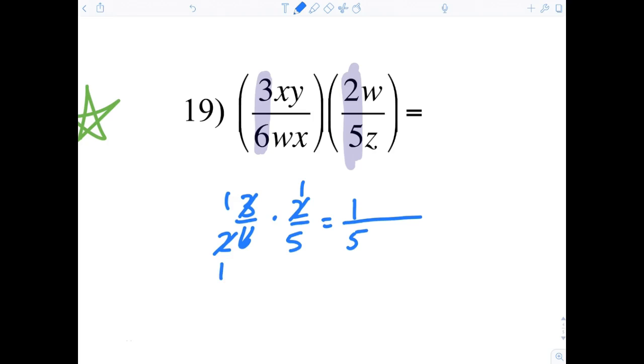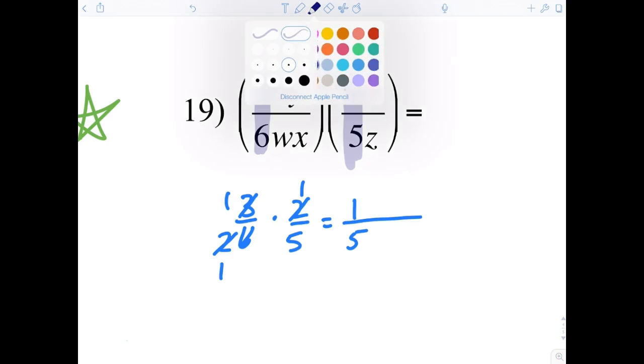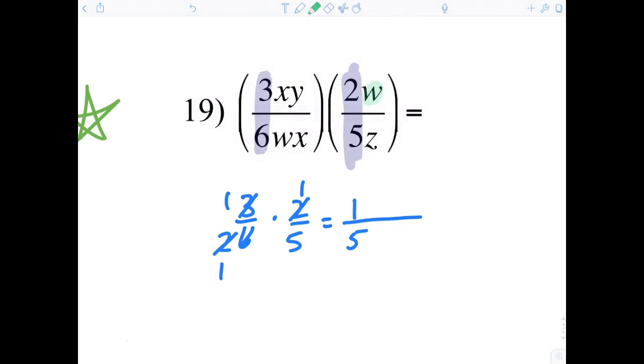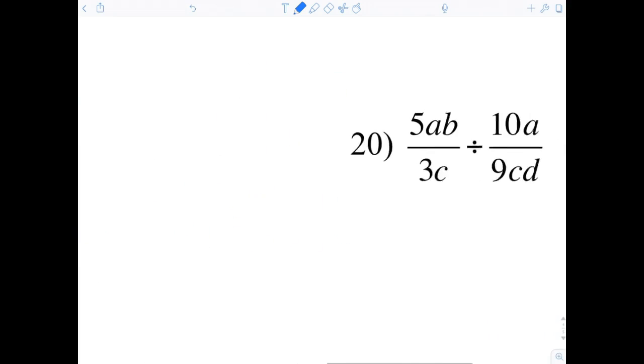Then I want you to look carefully. The W and the W can cross out. The X and the X can cross out. That's all easy. Y over Z. Good question, though. Anybody else? If you're concentrating, I don't mind helping you now. Everybody good? The algebra is not that hard now. Let's see how you did on 20.